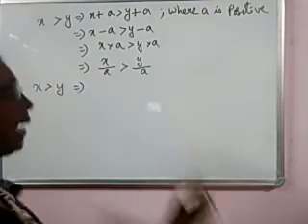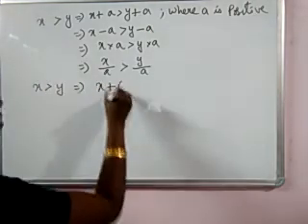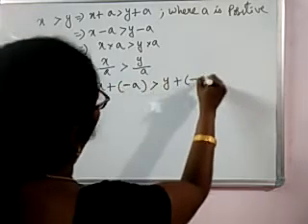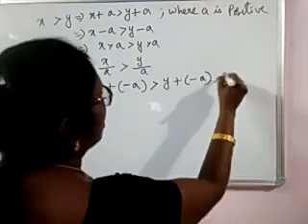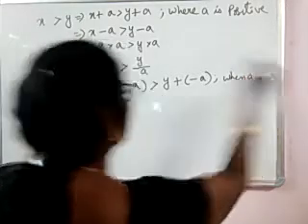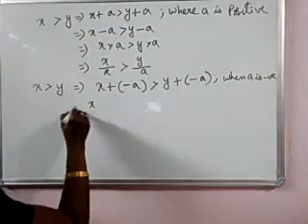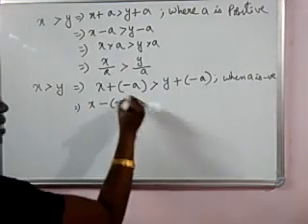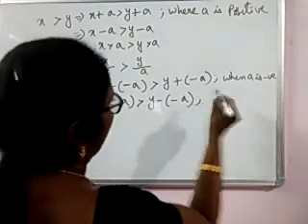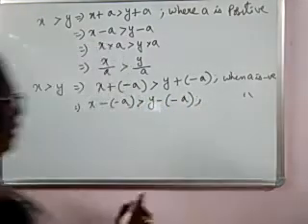Suppose x is greater than y. If a is negative, x plus of minus a, y plus of minus a, no problem. When a is negative, the same sign of inequality will be there. x minus of minus a is also greater than y minus of minus a when a is negative.